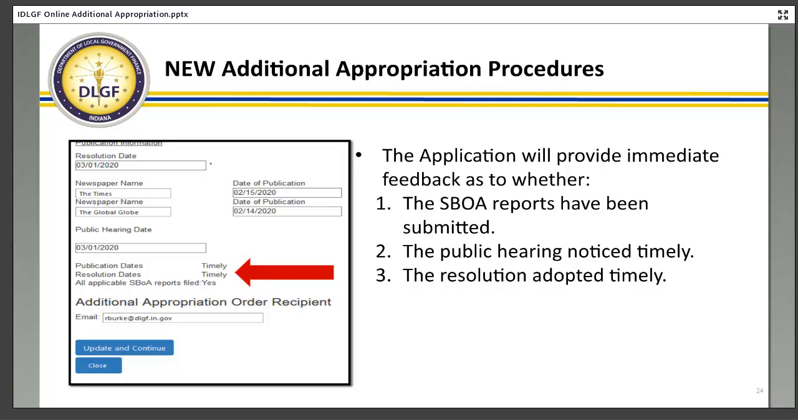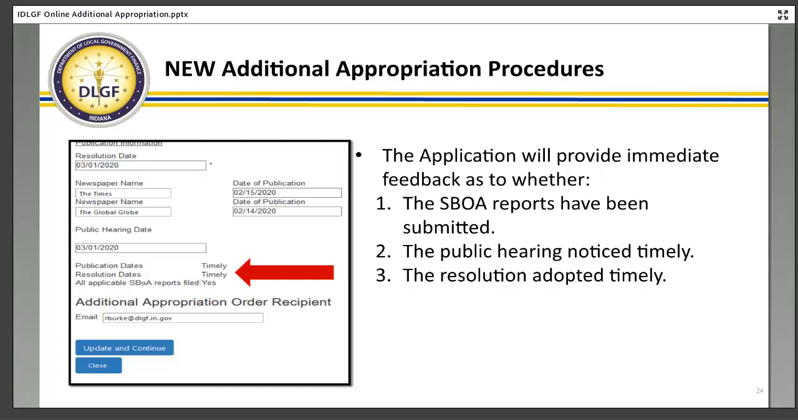Each year, the department denies between 100 and 200 additional appropriations just due to typos. When I completed the certified copy, I meant to say that our public hearing was on 3/3 of 2020. I accidentally type in 3/2 of 2020. The department denies the additional appropriation, sends it back to the unit. The unit sees that they just put down the wrong date, and they send it back to the department.